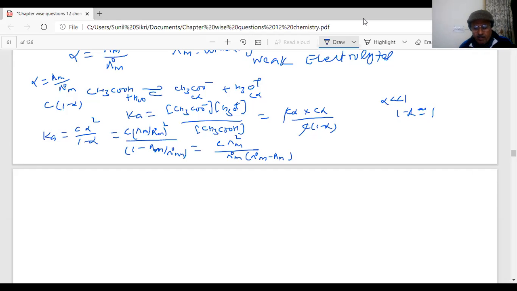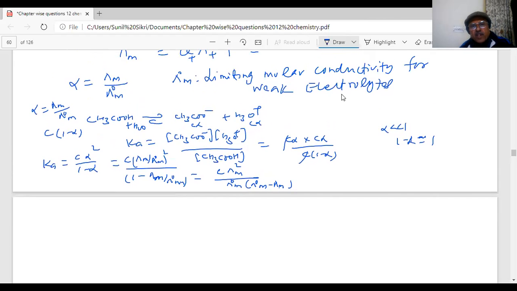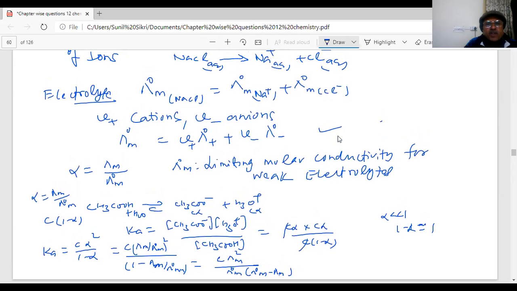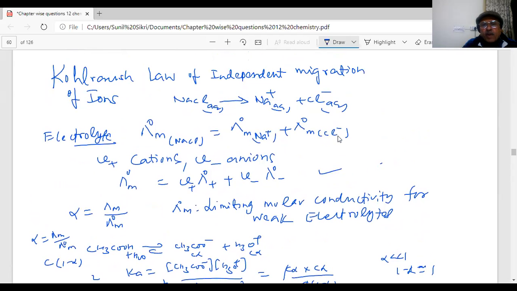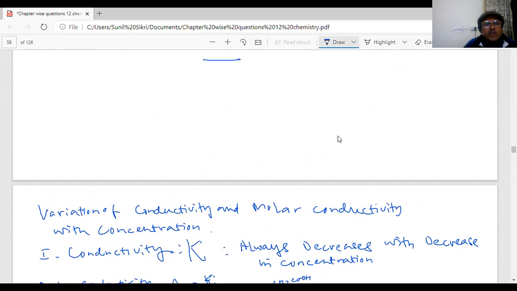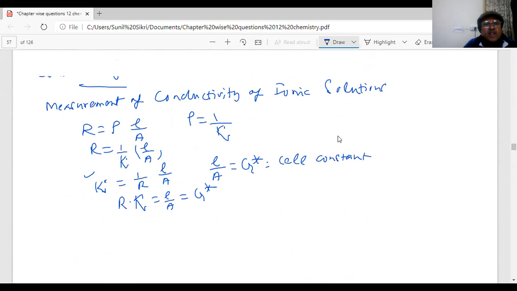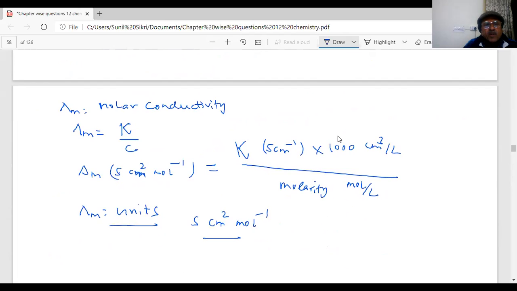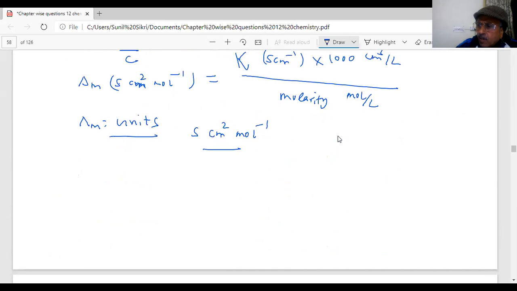These are some of the important points, students, in the chapter of electrochemistry, and this is the first part of the revision. In the next lecture I will give you some questions on what we have discussed. The questions will be given in the next class, because our time is running out, but we have revised the complete chapter.